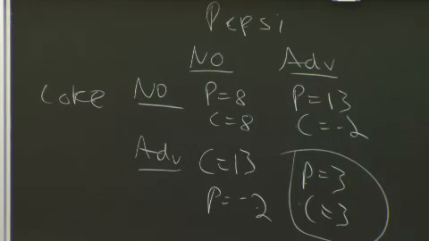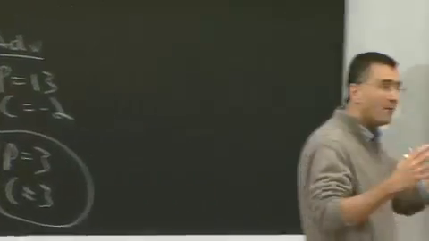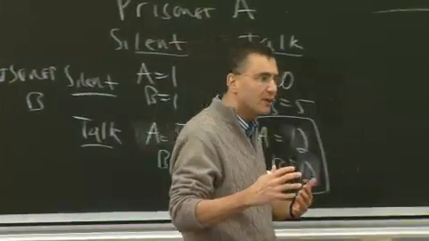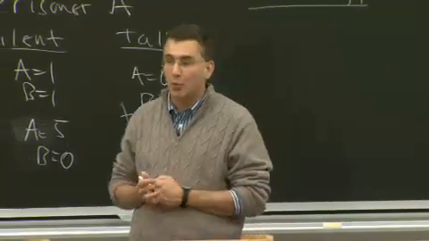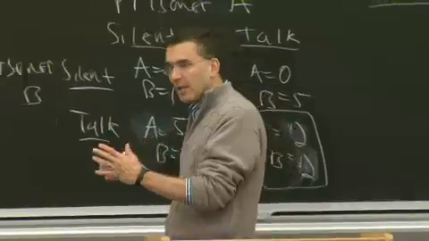Okay? It's an example of how a non-cooperative equilibrium can lead to what we call a race to the bottom. You can think of this as a race to the bottom. In other words, if they could cooperate, they would be better off. But because they can't trust each other, there's this race to the bottom where they both end up worse off. Okay? This is pretty striking.